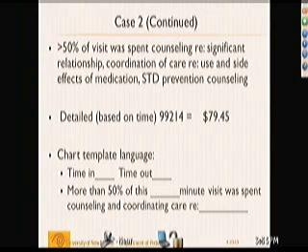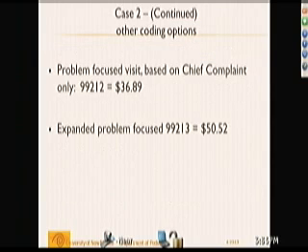What has to be in the chart, whether it's an EMR or paper chart, is you have to document that more than 50% of this visit, usually for a 99214 it's about a 25-minute visit, so more than 12 and a half minutes of that visit. So I would put 50% of this 25-minute visit was spent counseling and coordinating care regarding family planning and STI prevention, something like that. So that has to be in there.